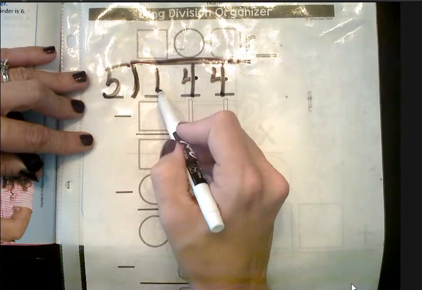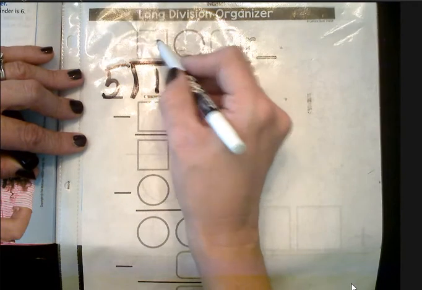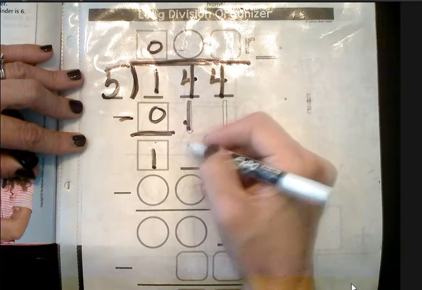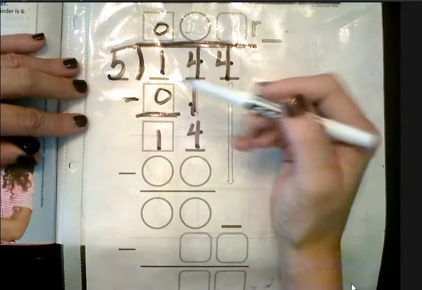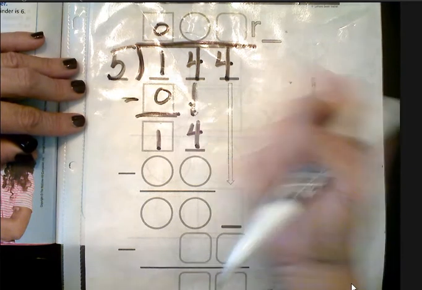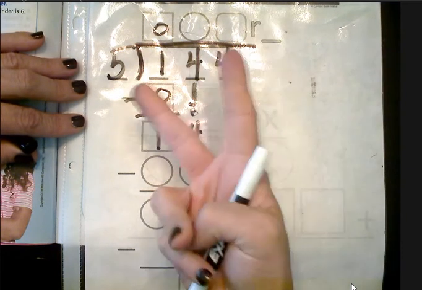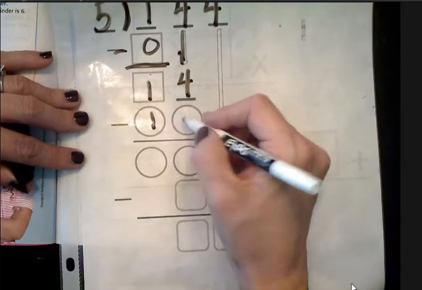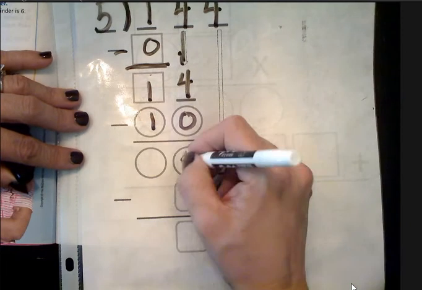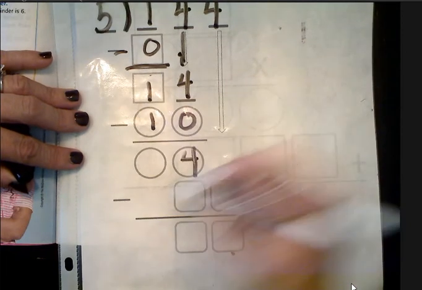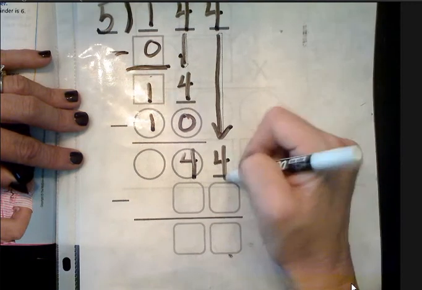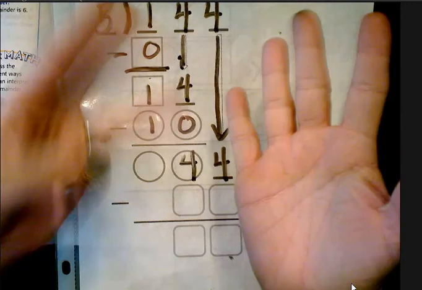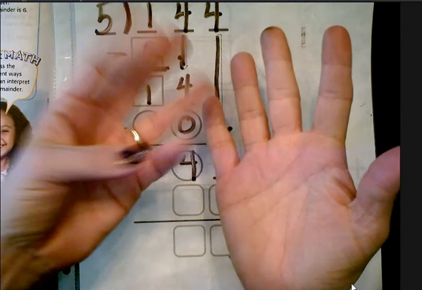5 can't go into that 1. You can multiply it out, subtract, bring down. I get my 14 there. How many times does 5 go into 14? Well, 5, 10, 15 is too big. 5, 10, 2 times. 5 times 2 is 10. 14 minus 10 is 4, and 1 minus 1 is nothing. I bring down a 4. How many times does 5 go into 44? 5, 10, 15, 20, 25, 30, 35, 40. 45 is too big. So 40, 8.